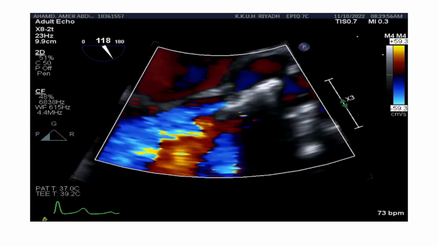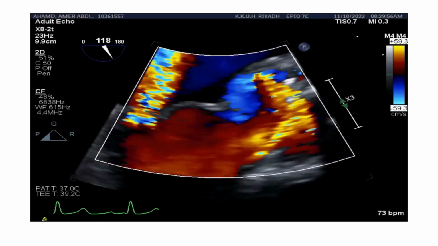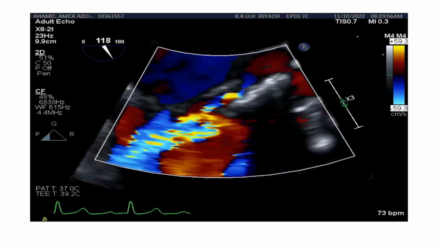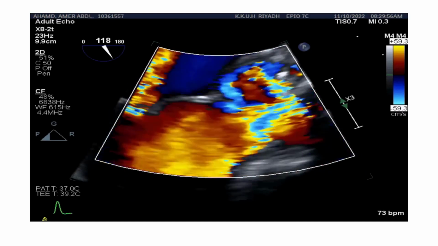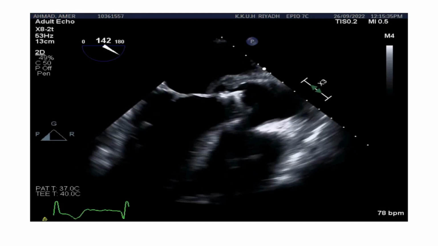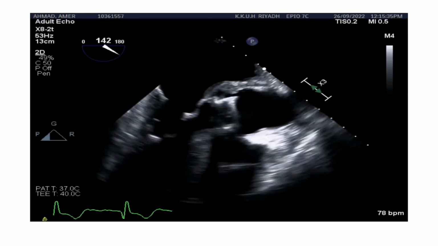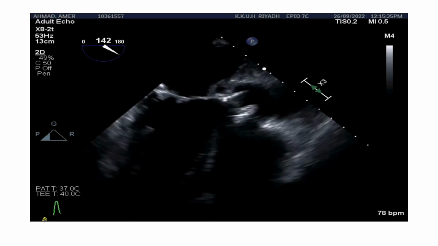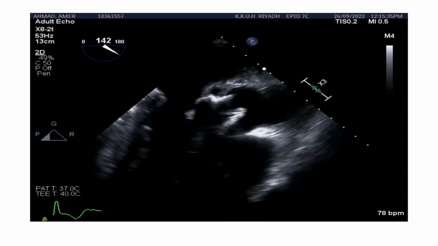We repeated the culture many times. At that time, the culture started to be negative. I will show you the cultures also. And there is an abscess also. There is an abscess cavity here. Yeah, this is an indication for?